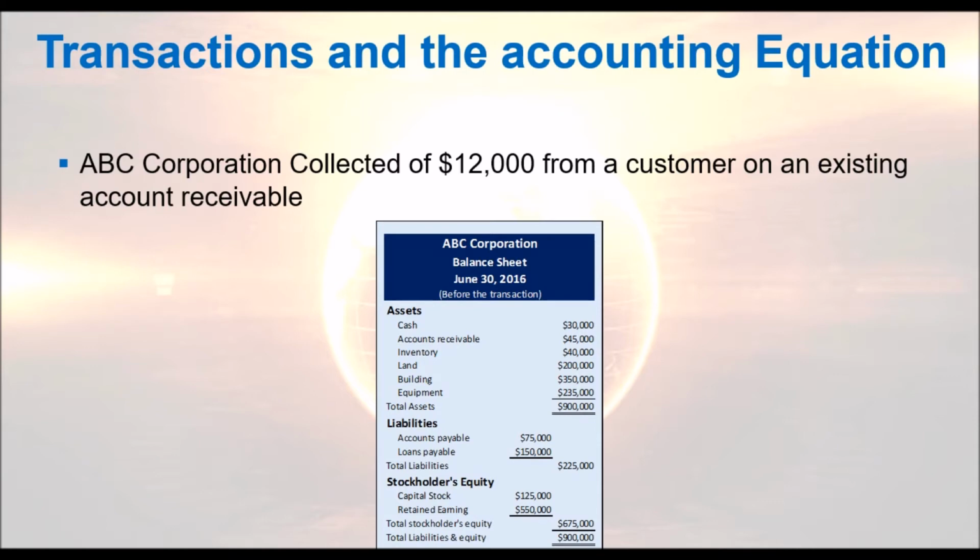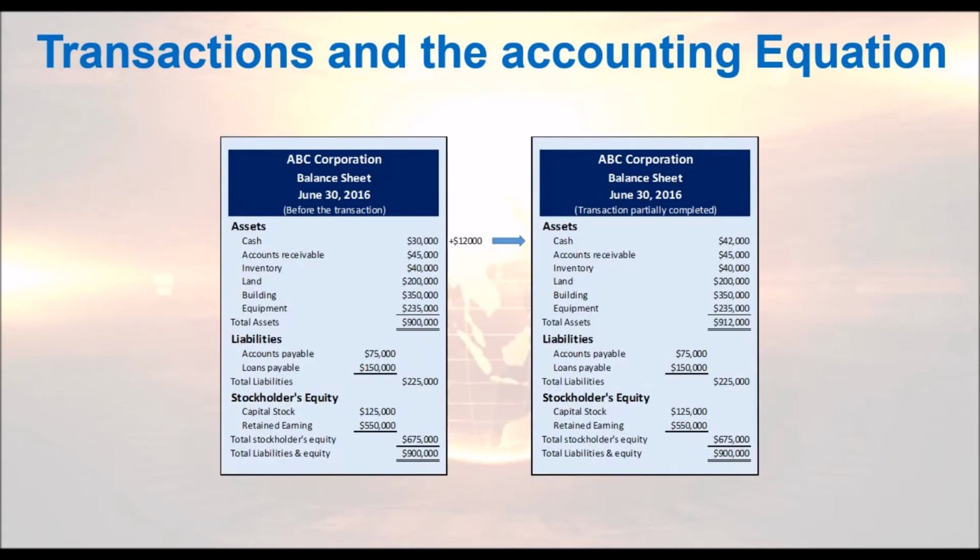Now, a customer owed it some money, so the company was able to collect $12,000 from a customer on an existing account receivable. Now, this is the balance sheet before this transaction took place. Now, let's see what the impact would be when this transaction actually goes through. Now, you collected 12,000, so the cash goes up from 30,000 to 42,000. The cash has increased by 12,000.